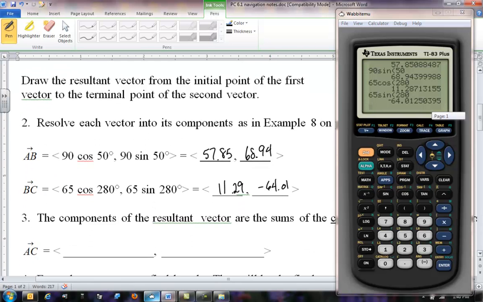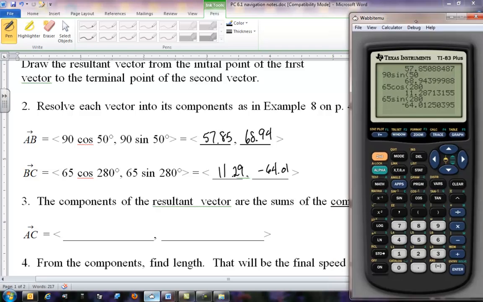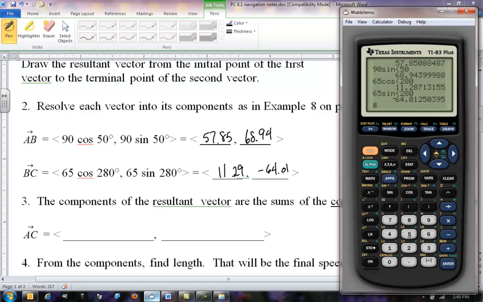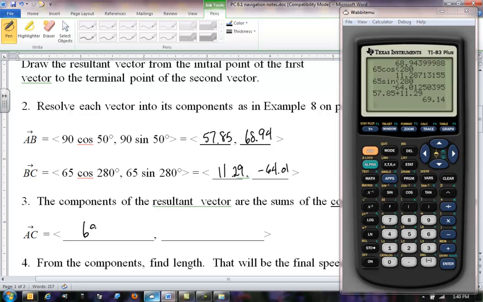The components of the resultant vector are the sum of the components of the two vectors. Alright, so let's add those together. That's what that means. So 57.85 plus the 11.29 gives me a result of 69.14. Sorry about that ding dong. Next, 68.94 minus 64.01 is going to give me a 4.93.